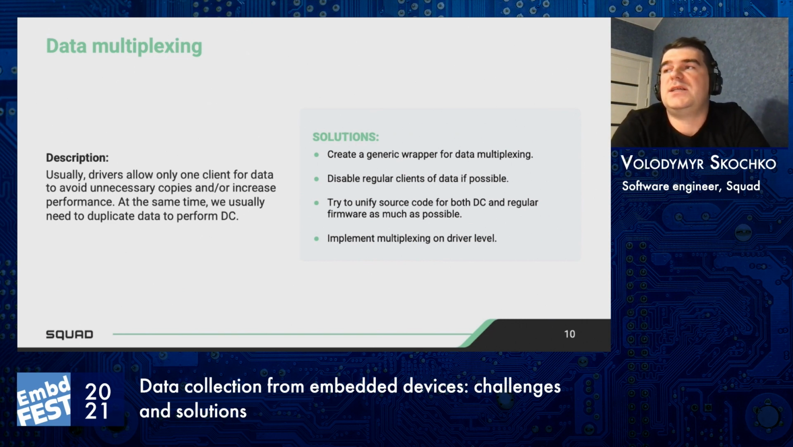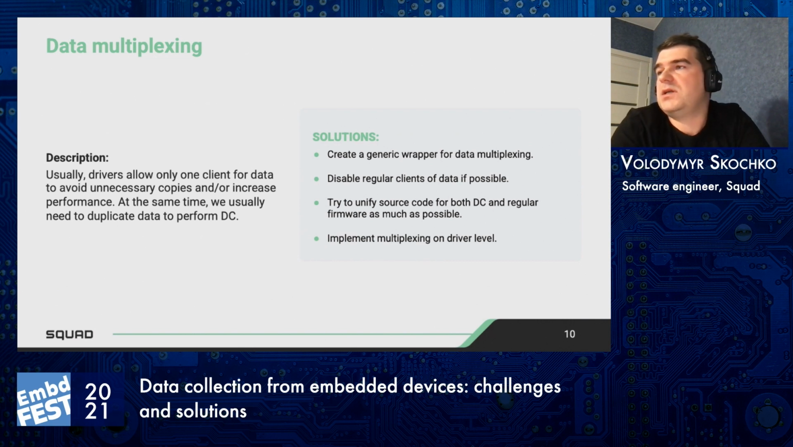First is to create a generic wrapper for data multiplexing. So you can write multiplexer server and multiplexer client classes and reuse these classes where needed. And the next one, you can try to disable regular clients of data if possible. Sometimes we can do that. Sometimes we can turn off some features during data collection.